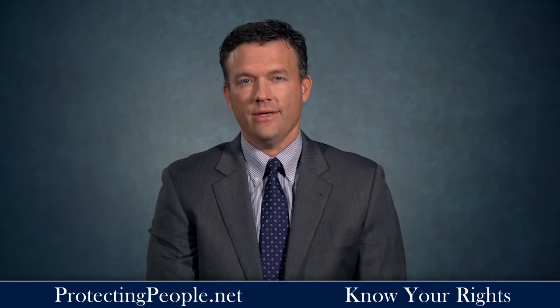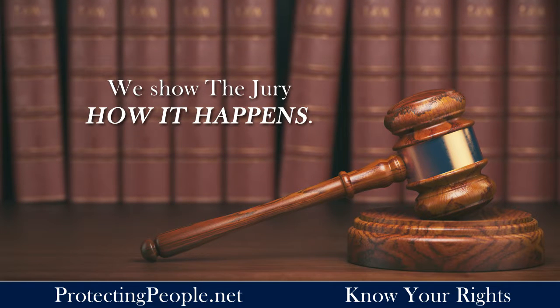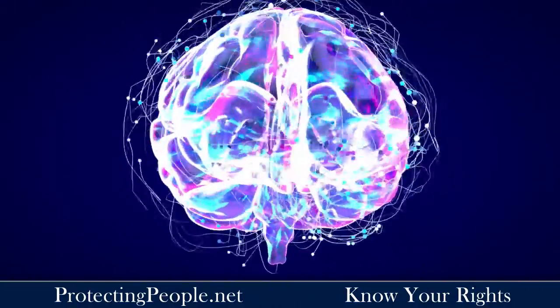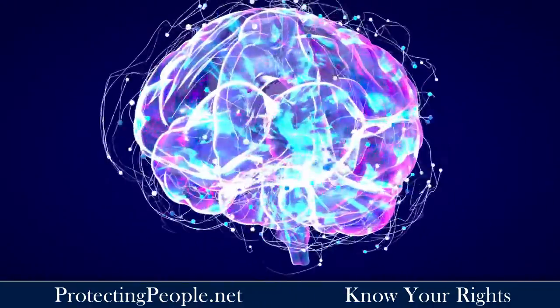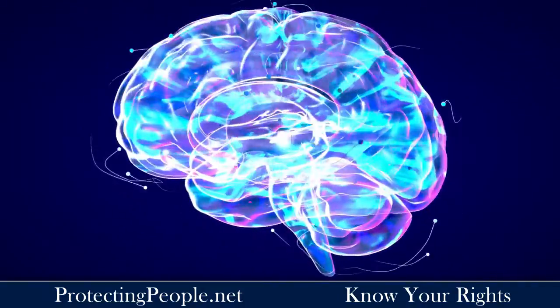The next injury I want to talk about is a brain injury. And in order to understand a brain injury, we show the jury how it happens. What happens within the brain that makes it damaged. So the first illustration you're going to see is how the brain moves or rattles within the skull.